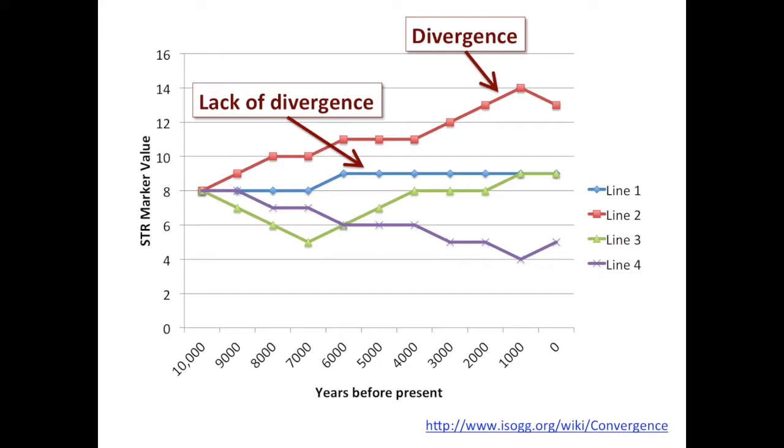So for example, the green line was diverging initially, and then it started converging until it is now the same value as the blue line. Now, they have a common ancestor 10,000 years ago, but because they're an exact match in the present day, it looks like they probably share an ancestor several hundred years ago rather than several thousands. And you can see convergence in other places as well. Here's a place where the green line and the purple line converge.